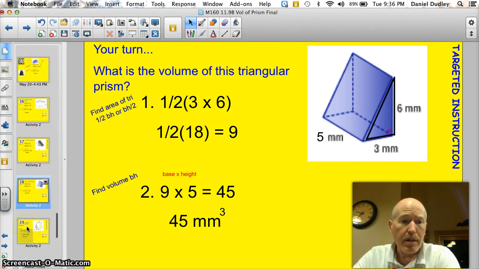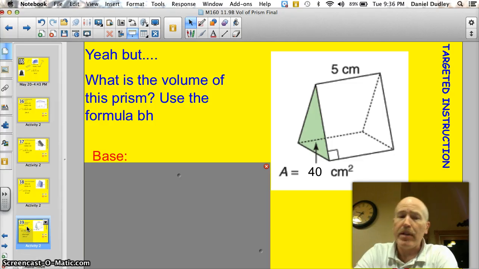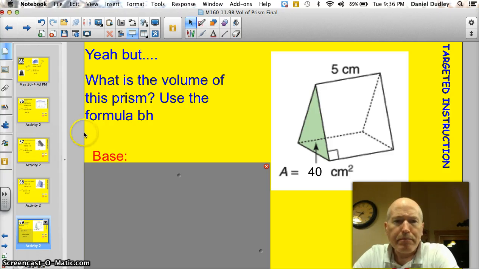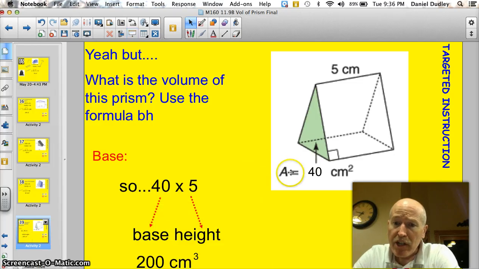All right. One more, and this is the last one. See if you can figure it out. Go ahead. I'm back. All right. The volume of this one here is a little bit different because they actually gave you the area. Well, hey, that's like a piece of cake. They're going to give you the area. All you have to do is multiply it by the height.